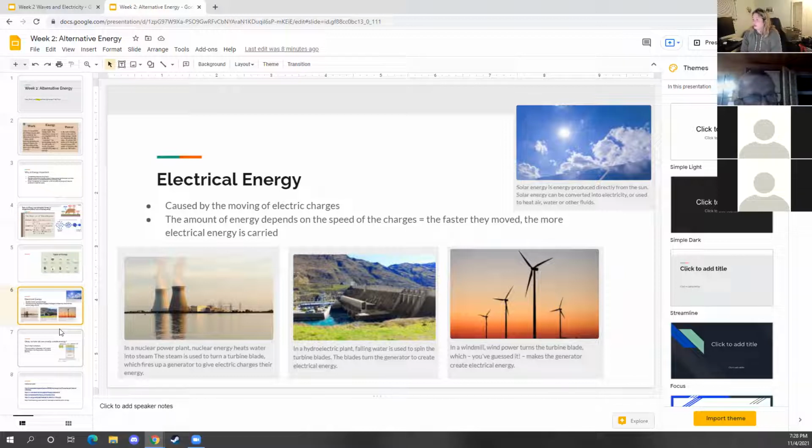So in these four examples here, and I have a link at the bottom if you want to look at more, these are just showing you different ways that we're transferring energy. And again, note I didn't say creating energy, we're transferring it. We're transferring it into forms that are going to be more useful for us.